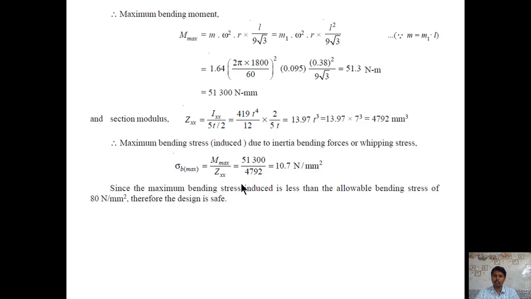So these two parts are affected by inertial force due to reciprocating parts. So hence these two parts must be designed with respect to inertial force due to reciprocating parts. So these are the important points.